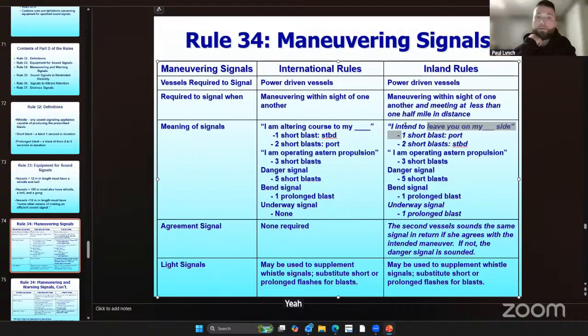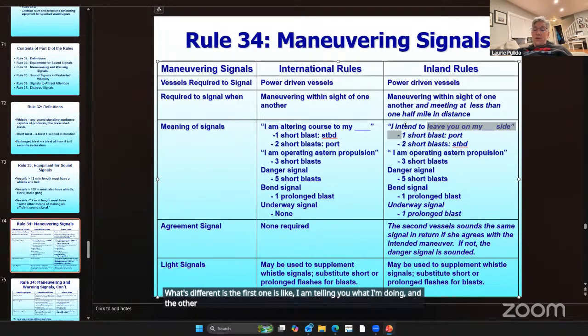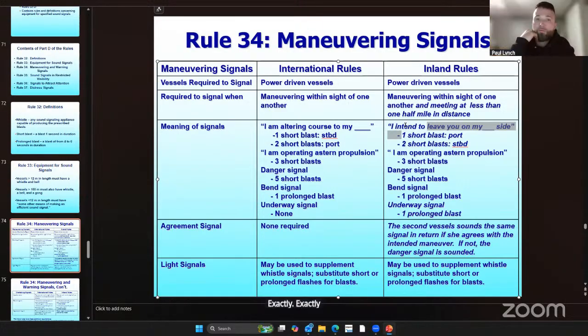Yeah, in both cases, you're turning to the right. Exactly. What's different is the first one is, I am telling you what I'm doing, and the other one is like I'm kind of asking you if it's okay. It's the same maneuver. It's just a different language of intention or execution. That's what I was referring to, Colin. It's the same maneuver. It's just different wording where you need permission or not.